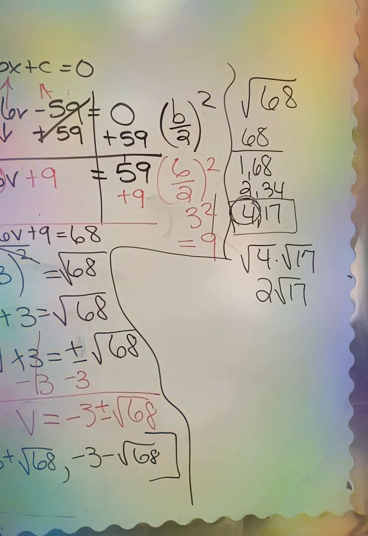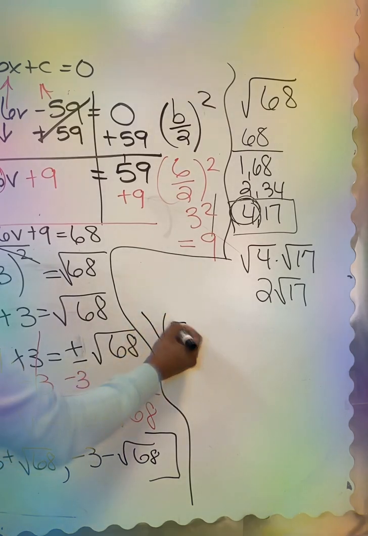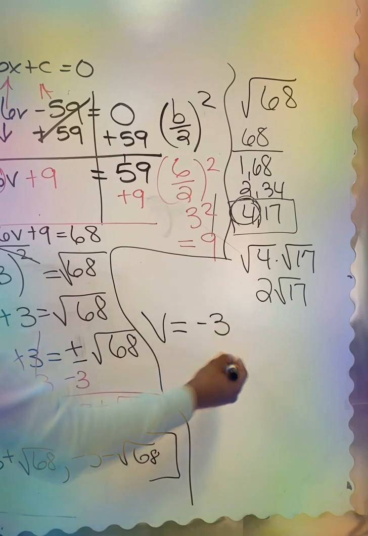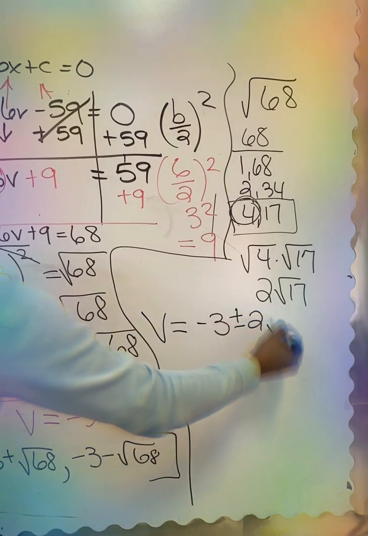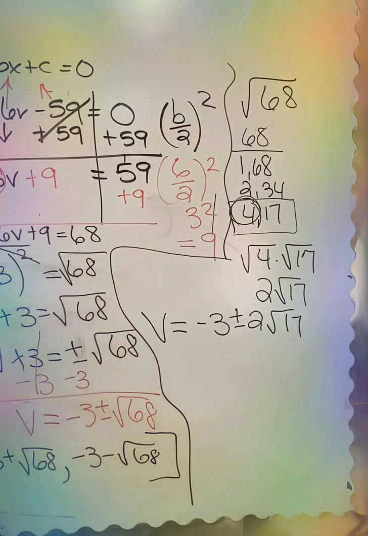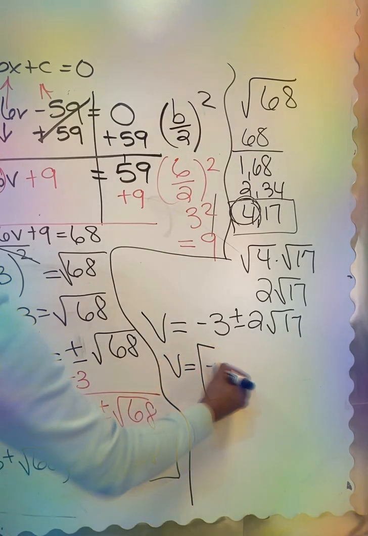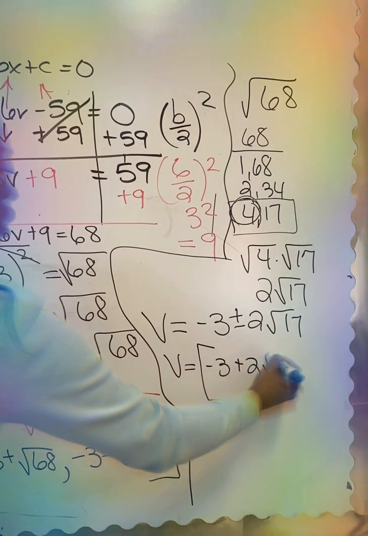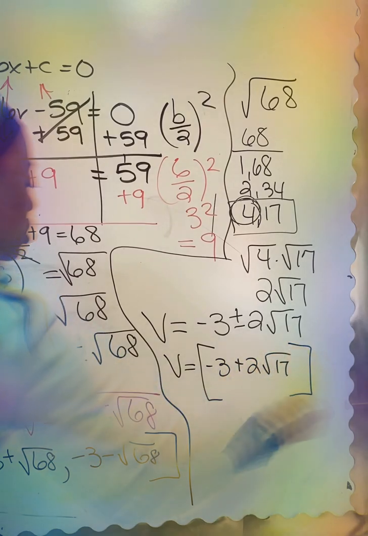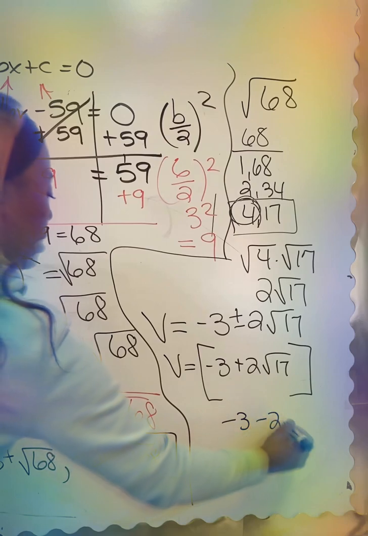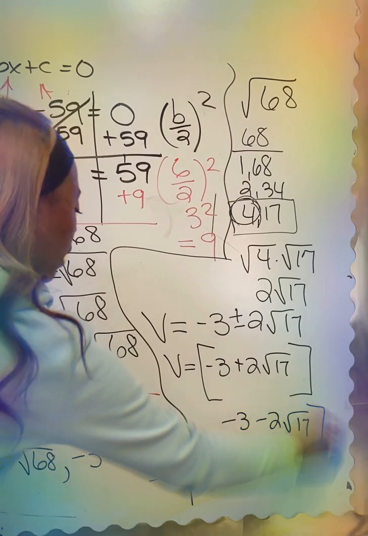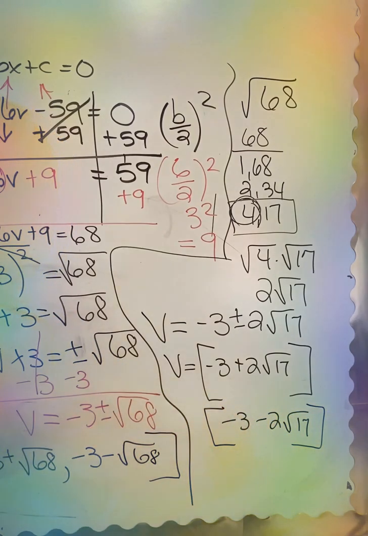So the actual solution, instead of being negative 3 plus or minus the square root of 68, your answer for B is going to be negative 3 plus or minus 2 times the square root of 17. So you do, again, want to make sure that your answer is in the simplest form. So these are the two solutions, and we have negative 3 minus that. So again, make sure you have your solution in the simplest form.